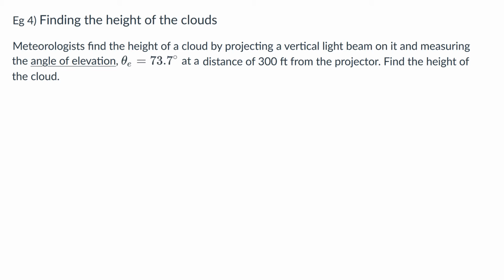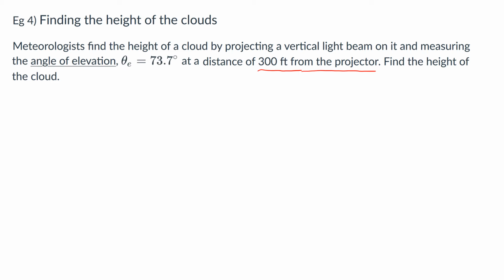Once you do that, then it's going to create a kind of spot. And then what you're going to do, you go a little away from the projector. Like in this case, you go 300 feet away from the projector, and then you find the angle of elevation to that spot. Once you find the angle of elevation to the spot, since you know how far you are away from the projector, you have a nice triangle here. We can use that triangle to find the height of the cloud.